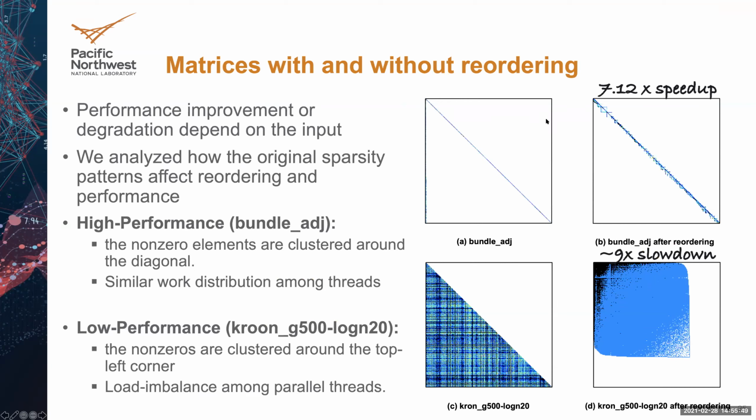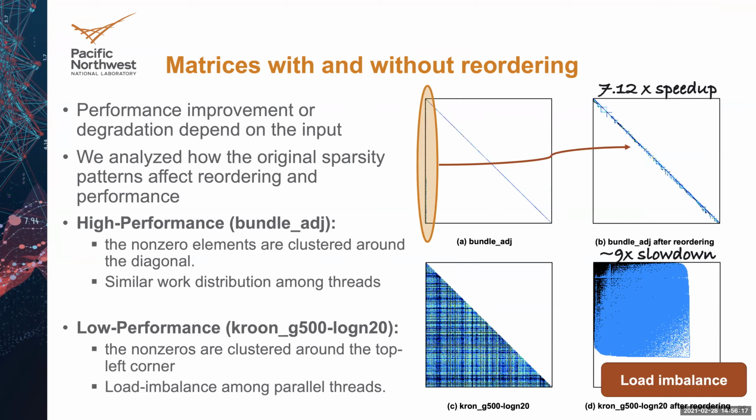So in this figure, we can see the visualization of the matrices before ordering and after reordering. And we can see that it explains why, if every non-zero element is clustered on the diagonal in a balanced way, we have very good performance. But if the non-zero elements are clustered on the top side of the matrix, there is a load imbalance. This is the reason that we see this performance degradation.